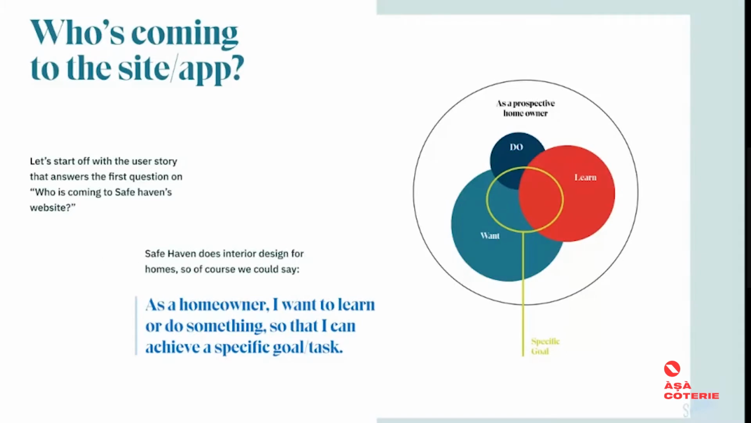Who is coming to Safe Haven's website? So here I say, as a homeowner, I want to learn or do something so that I can achieve a specific goal or task. And how do we arrive at this conclusion? The person that is coming is a homeowner. Well, Safe Haven does interior design for homes. So of course, their target market is basically anybody that is willing to get an interior designer to come and do their home, maybe renovation or construction or whichever.